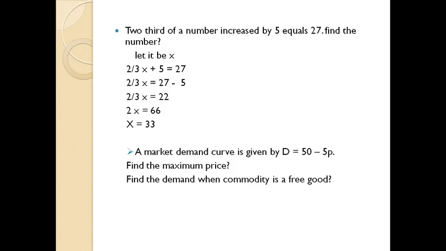The question was that the market demand curve is given by D equals 50 minus 5P. Market demand. Usually we dealt with demand like demand equals 50 ton, 50 kg, like that. Here it is given 50 minus 5P. Okay, let's go through it. First question was to find the maximum price. The only data given in the question is D equals 50 minus 5P.